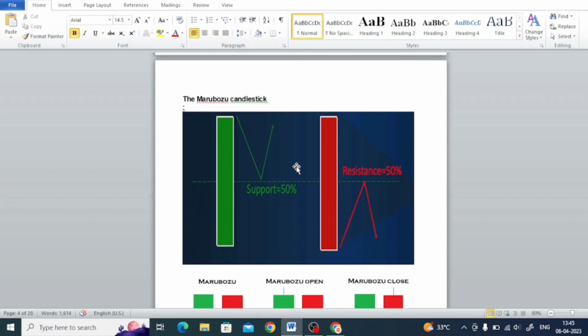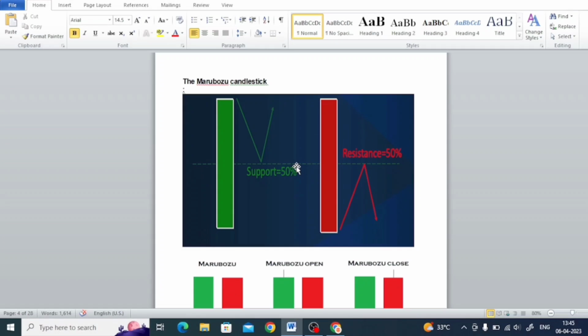What is meant by Marubozu candlestick? The Marubozu candlestick is similar to the standard line but has a much longer, therefore stronger body, and has no upper or lower shadows. You can see there are no shadows. Like the standard line, the Marubozu candlestick also indicates trend continuation, but a far more forceful continuation signal.